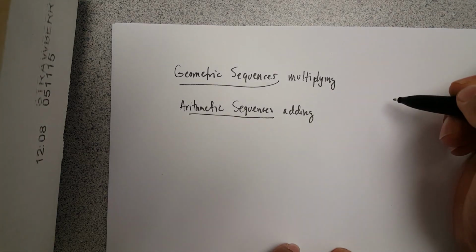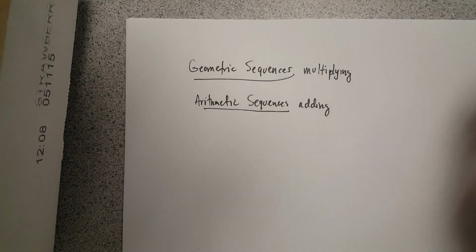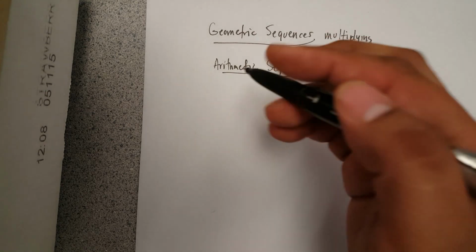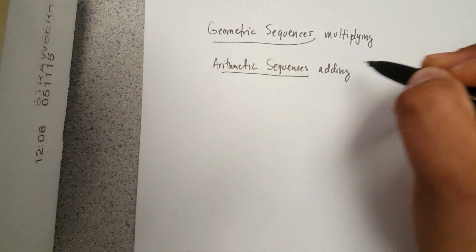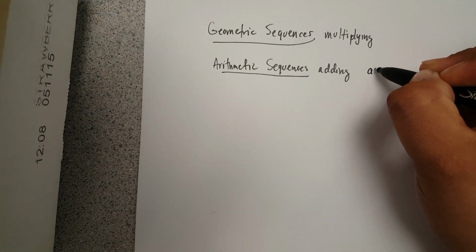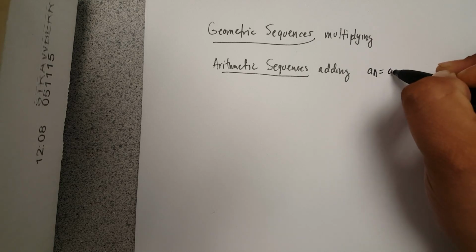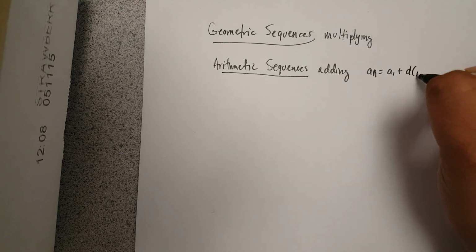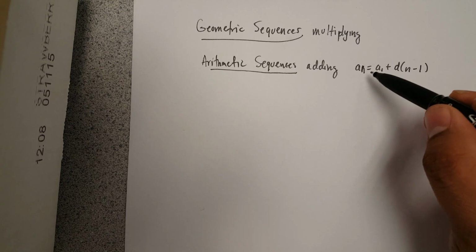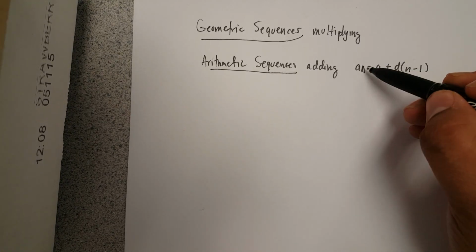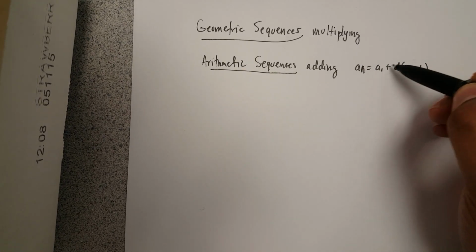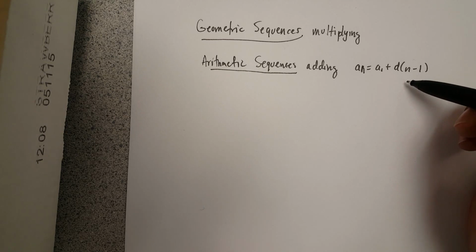So here are some formulas that you guys need to know. For arithmetic sequences, a sub n is equal to a sub 1 plus d times n minus 1. This one gives you any term you want. So if you want the third term, you plug in 3 in here, and you need to know some other stuff about it in order to figure it out.